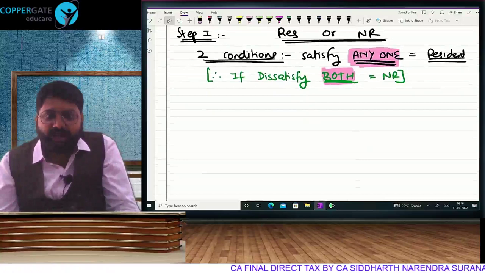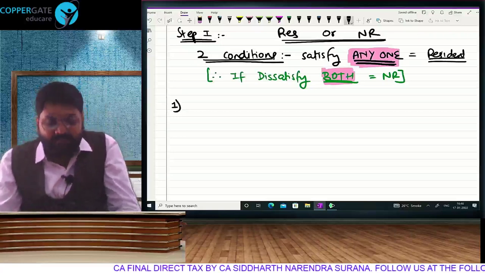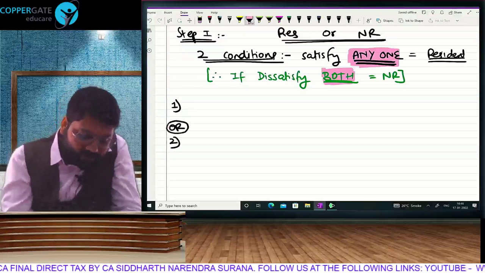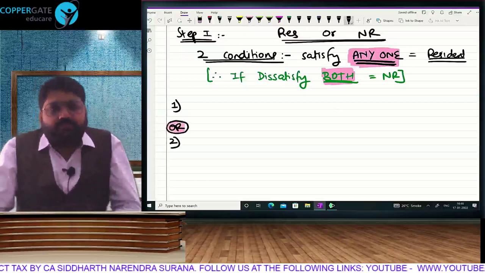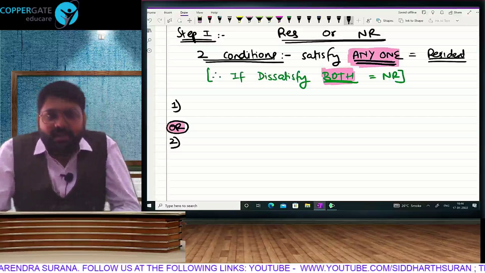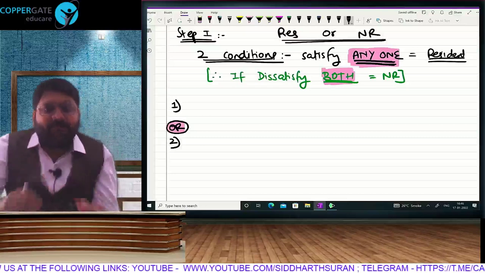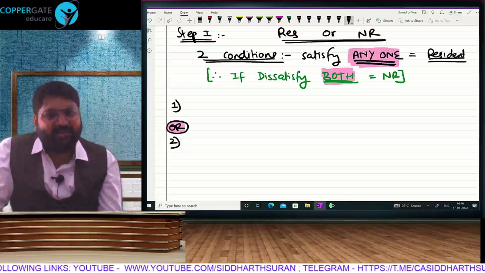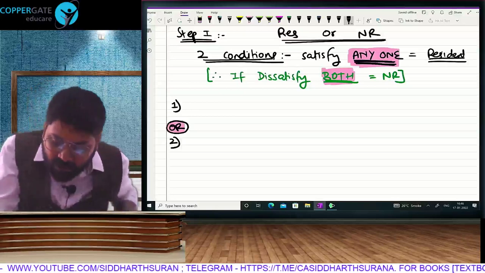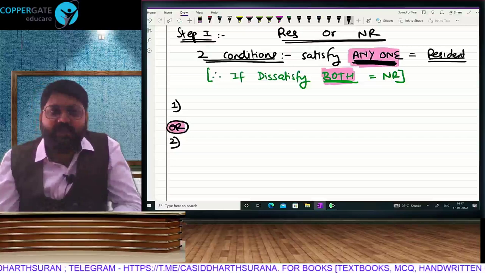So, shall we write the two conditions one by one? First condition, and look at how clever I am, how intelligent I am. Between the first condition and the second condition, I am using the word or. If you use the word or in English, it means anyone. And sometimes when we use the word or in Hindi, it means both. Very confusing. So focus on the English language. In English, what does the word or mean? Anyone. And that's the rule. Satisfy anyone and you become a resident. So, between condition 1 and condition 2, I am writing the word or.